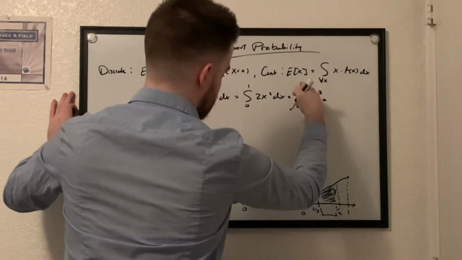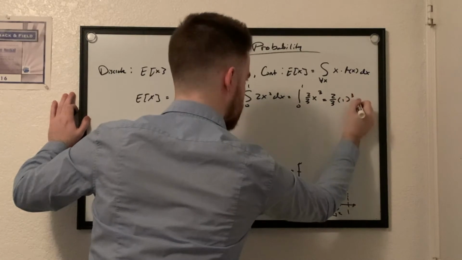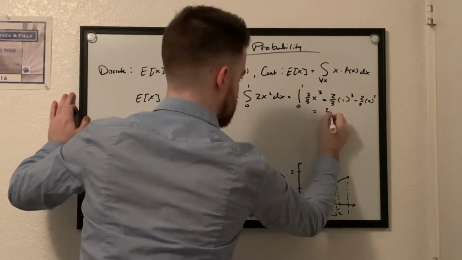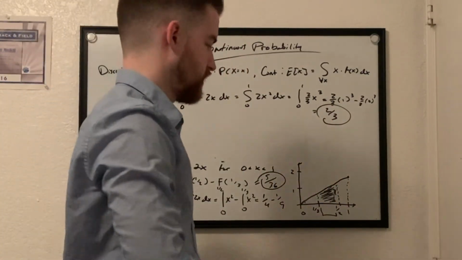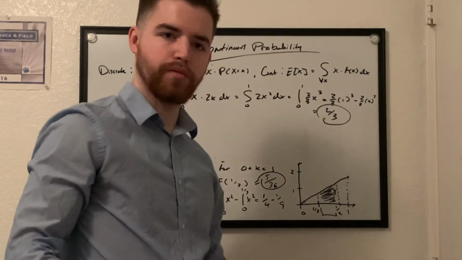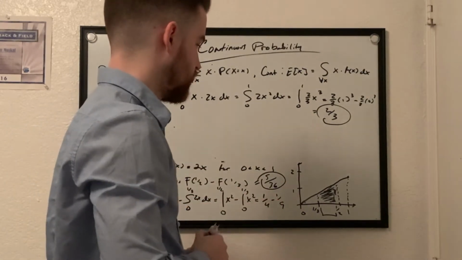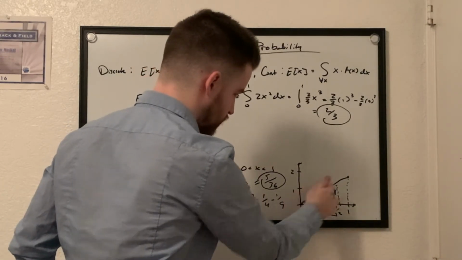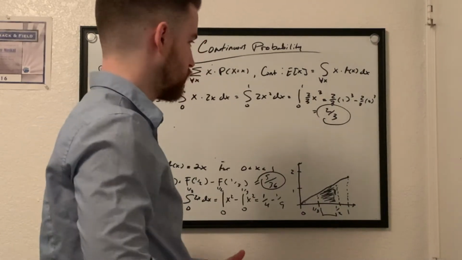Plugging in our endpoints, we get 2/3 times 1 cubed minus 2/3 times 0 cubed, and we simply get 2/3 for our expected value. And so that means our average value in this case is going to be about 0.67 out of the entire 0 to 1. And you could actually figure this out if you took each and every single value and the heights associated with it and then just divided them all by each other, and you would get about 2/3.